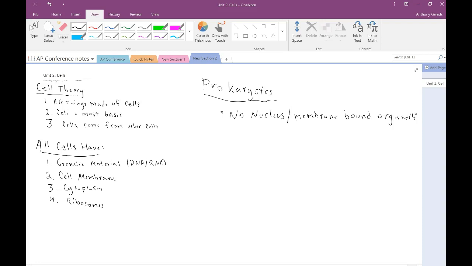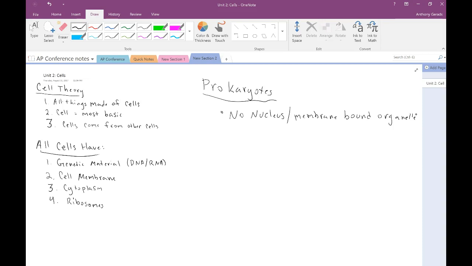So they don't have membrane-bound organelles, meaning there's no endoplasmic reticulum, no Golgi apparatus, no mitochondria, no lysosome, no chloroplast. They have a ribosome, but it says no membrane-bound organelles. Do you remember what composes the ribosome? Proteins and RNA. The ribosome is made of proteins and RNA. It's not made of a lipid bilayer like all these other things are. So that's why it can still have ribosomes, but it's not a membrane-bound organelle like these other ones are.